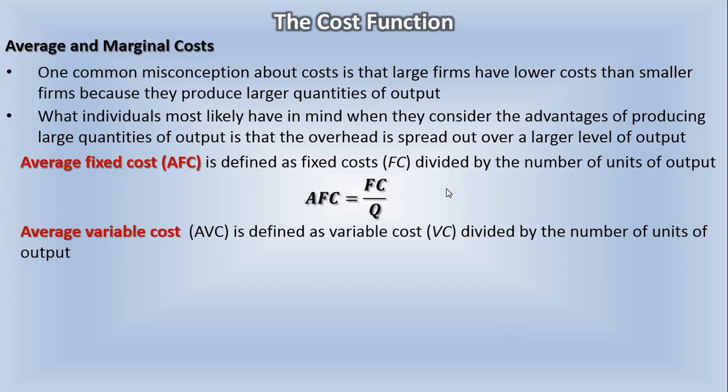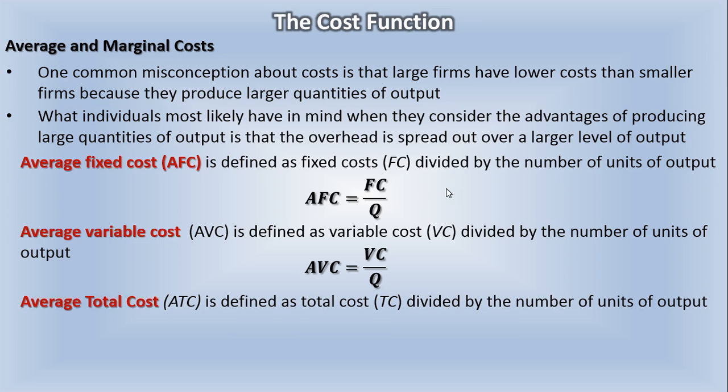Average variable cost, of course, is going to be the other component of their overall average cost, and it's defined as the variable cost divided by the number of units of output. So the variable cost is going to be changing, and therefore, average variable cost will be changing as well as you vary the amount of output that's being produced. The average total cost is defined as the total cost divided by the number of units of output, and it's going to be equal to the sum of the average fixed cost plus the average variable cost.